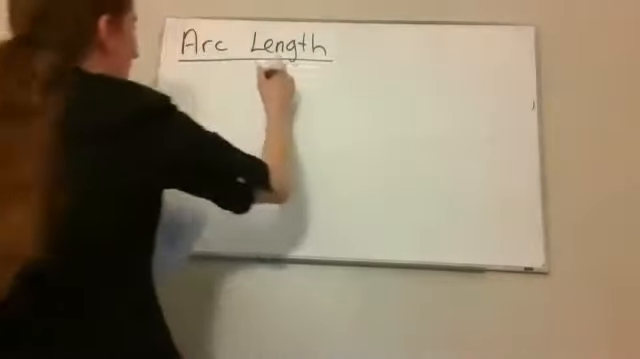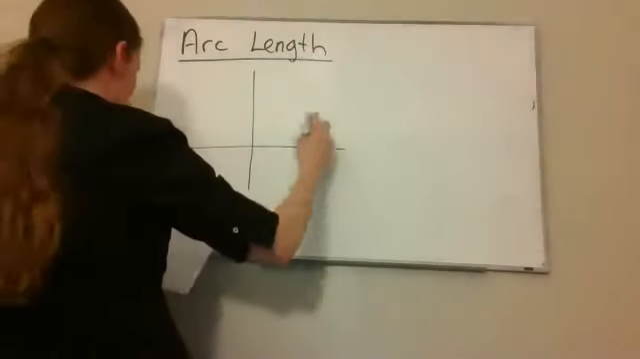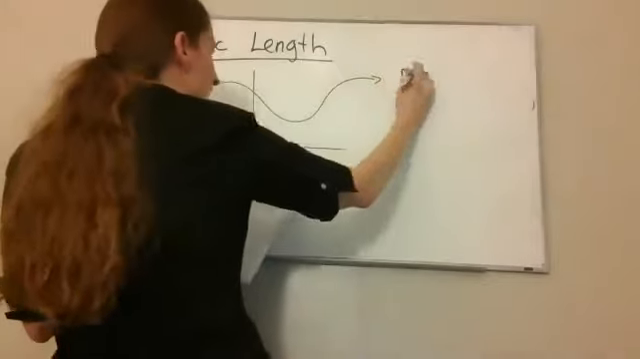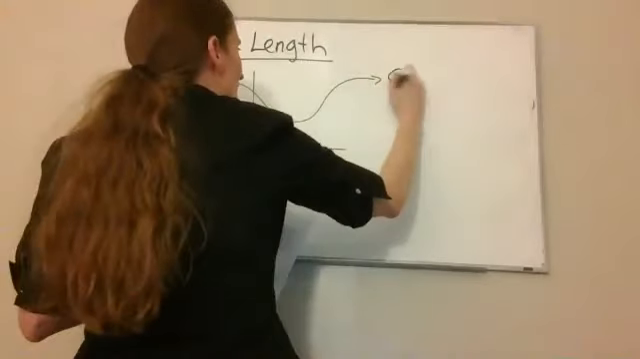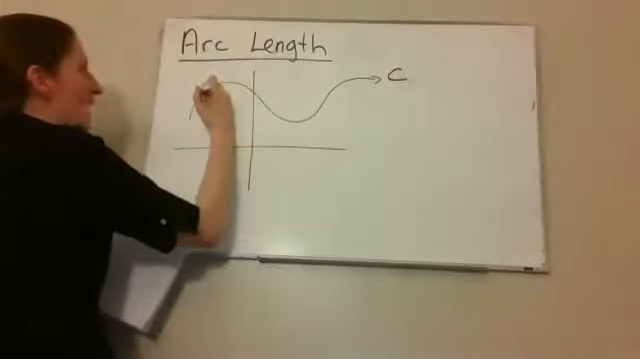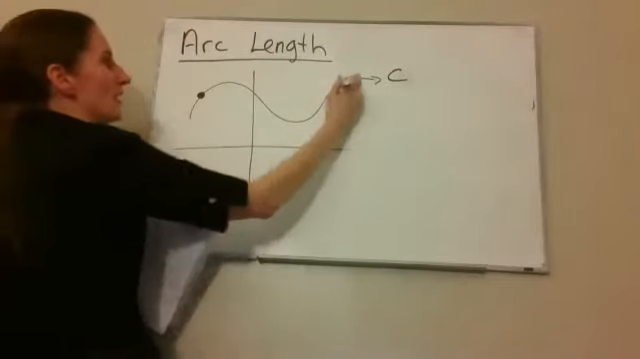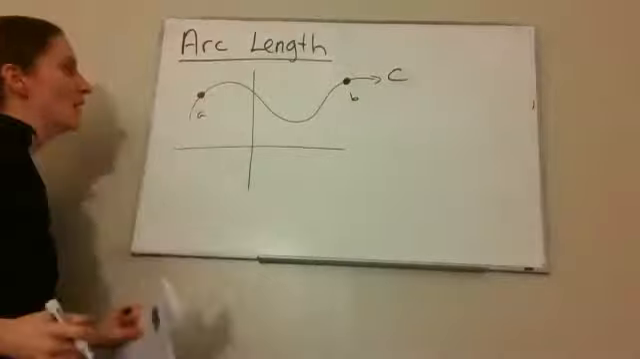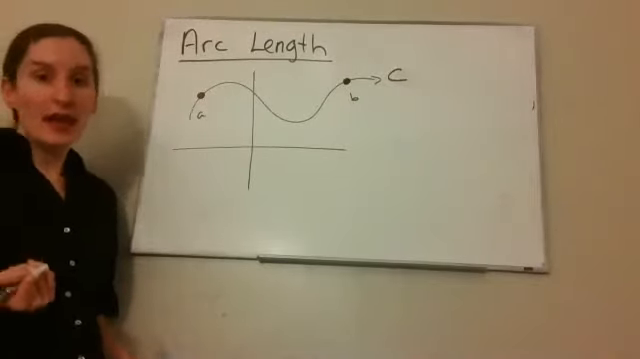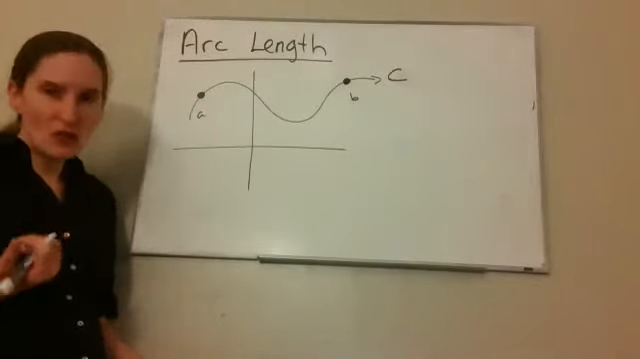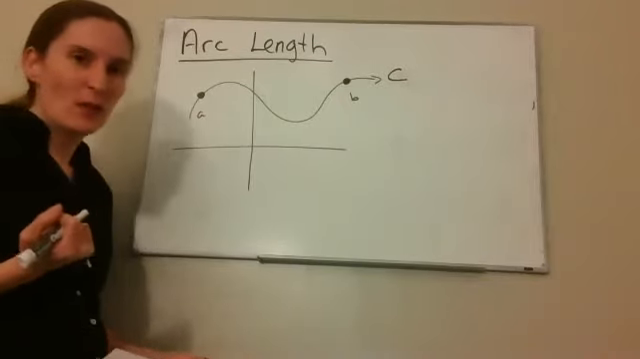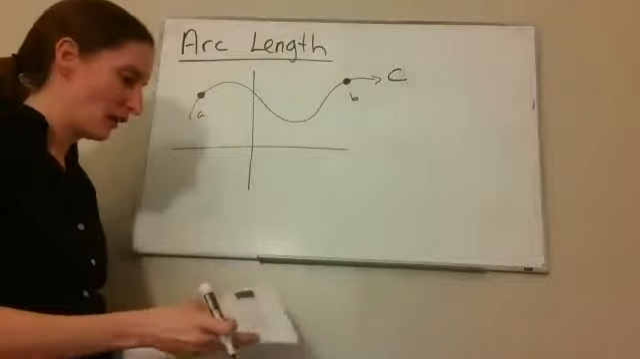So let's just say we have some unusually shaped curve. I don't know, something like that. This is my curve C. And let's say that we want to find how long it is between these 2 points, A and B. Well, one thing that we can do is actually use that distance formula that we know and use it to help us figure out this arc length.